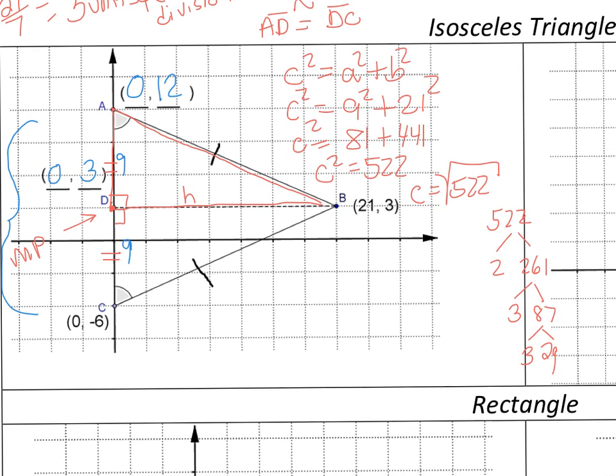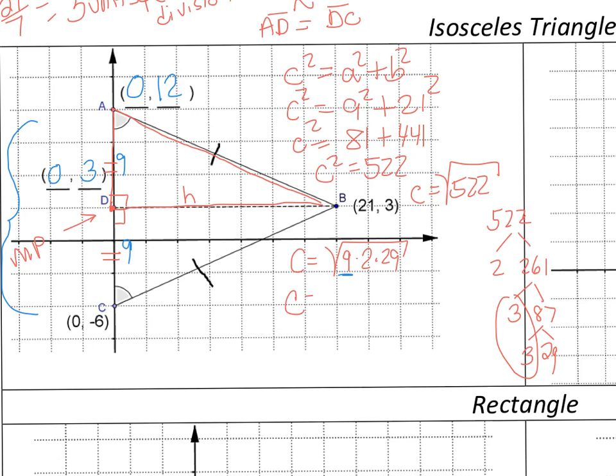So if I look at these numbers then, the square root of 522 is the same thing as 2, and I've got a perfect square here, times 9 times 29. So I'm going to put that perfect square first: 9 times 2 times 29. And that perfect square I'm going to take out.